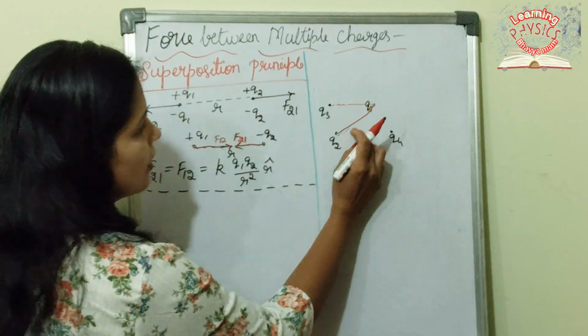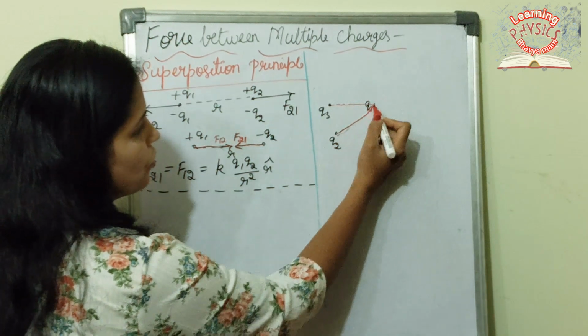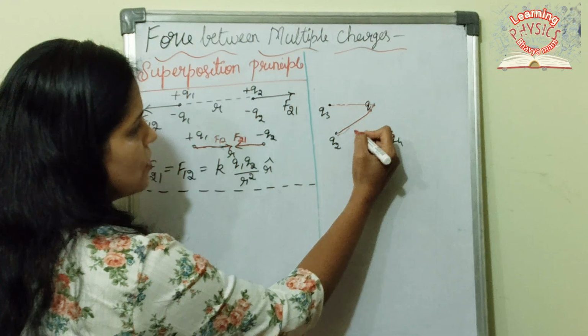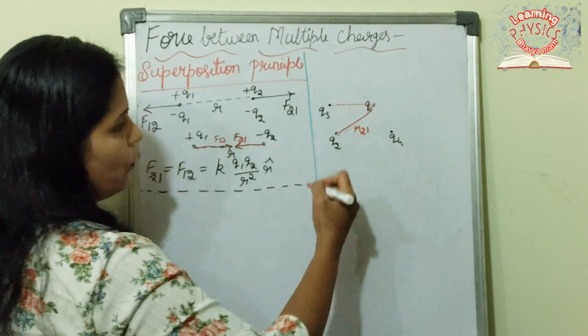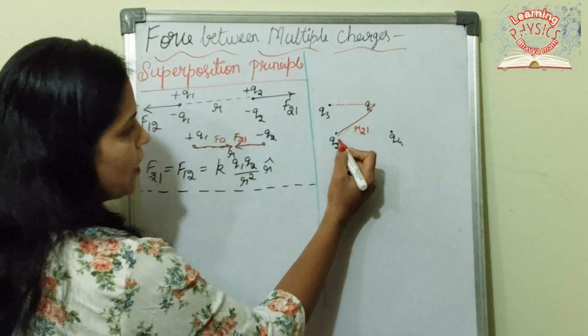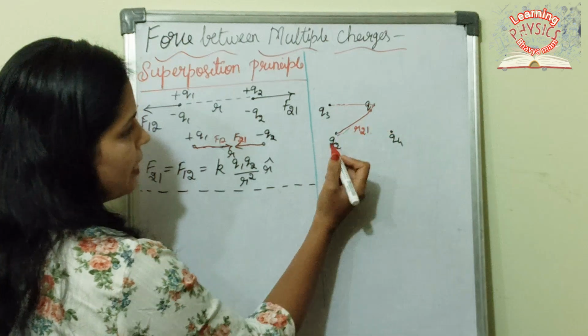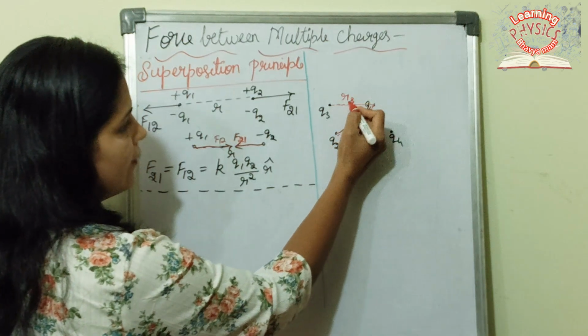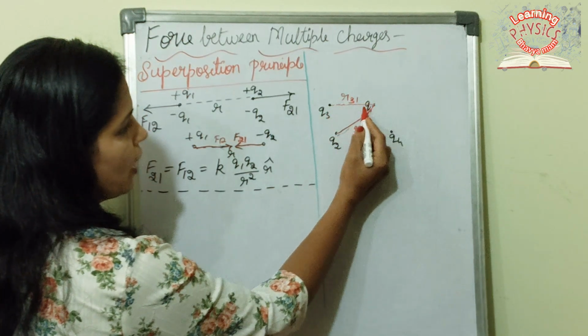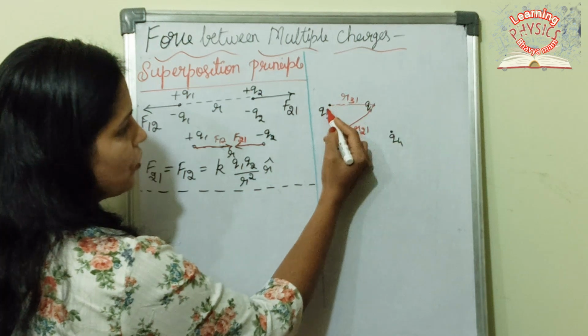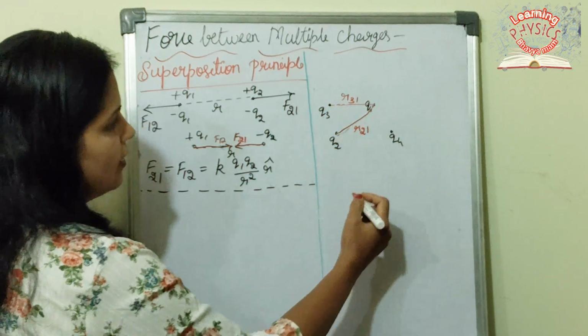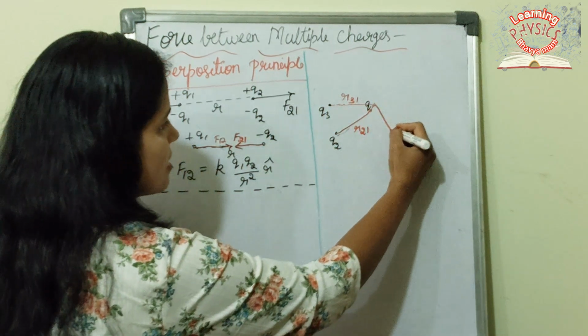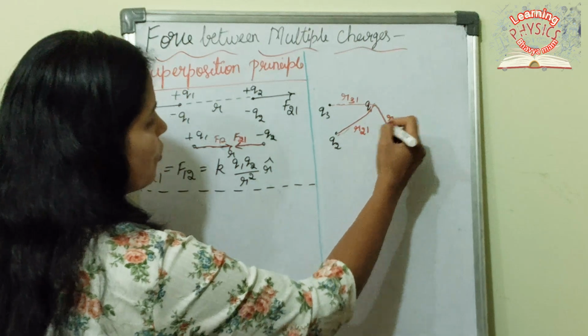So here what is this distance? See, 2 to 1. This is charge Q1. So this distance is R21, right? We are moving from 2 to 1, therefore it will be R21. So this is R31 because this is Q3, Q1. The distance between Q3 and Q1, let it be R31. Similarly, I'll join this. So the distance is R41.